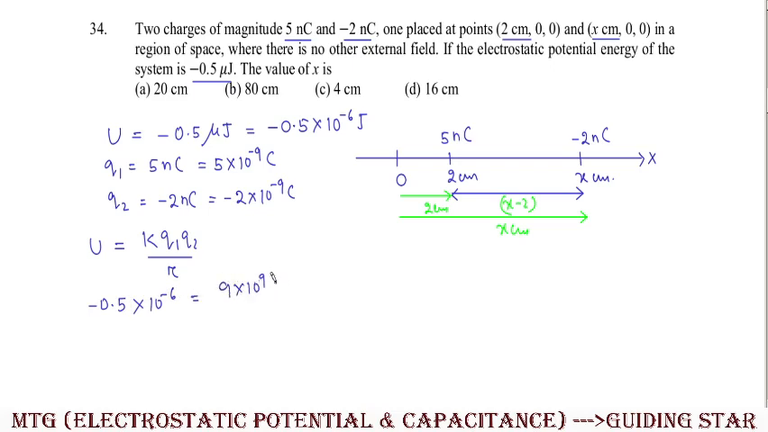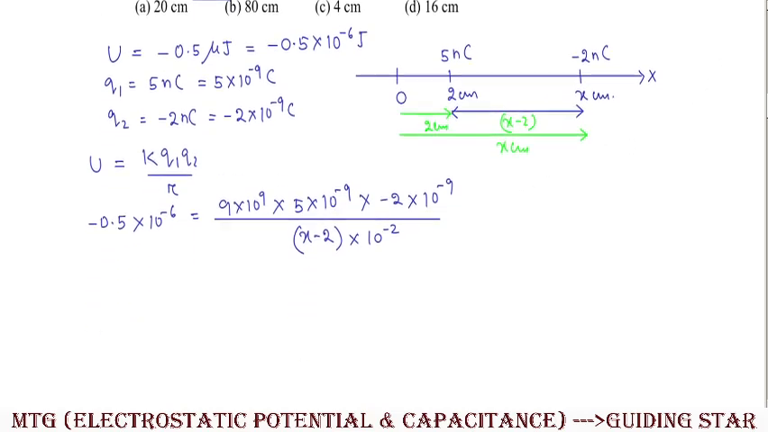q1, q1 is 5 into 10 to the power minus 9, q2 is minus 2 into 10 to the power minus 9, whole divided by the distance of separation, which will be x minus 2. Clear? The distance of separation will be x minus 2, but that is in centimeter, so we have to convert that into meter, so it will be 10 to the minus 2. Okay, so from here we do the calculation.